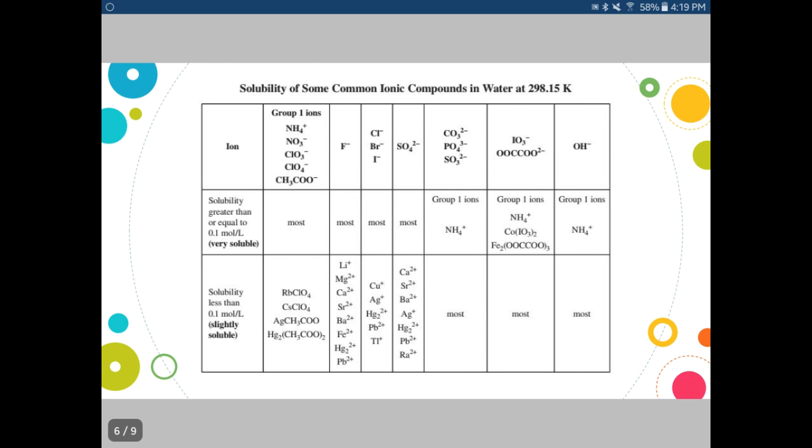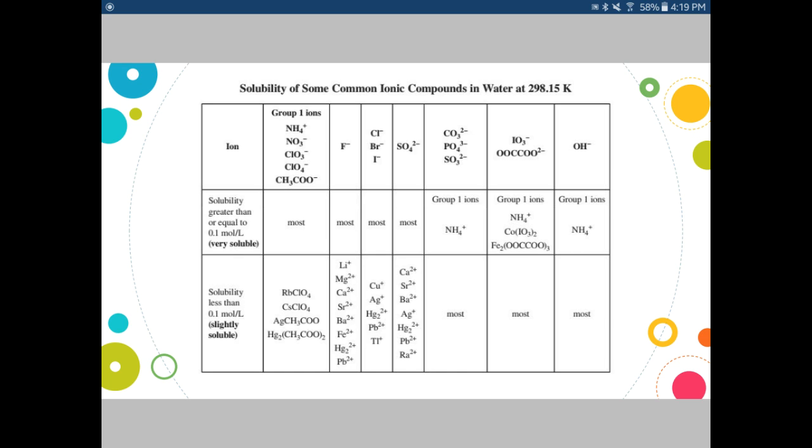Now, if we take a look at our solubility table, this is a picture of your solubility table right out of your data booklet. So maybe at this point you can open up your data booklet and take a look at this with me now. But what we see here is that we have a variety of solubilities for different ionic compounds.